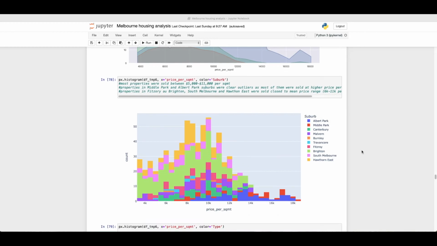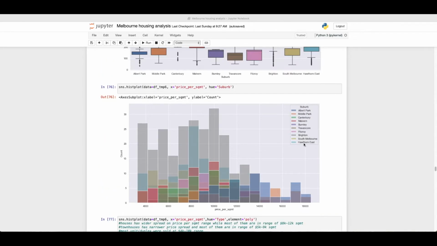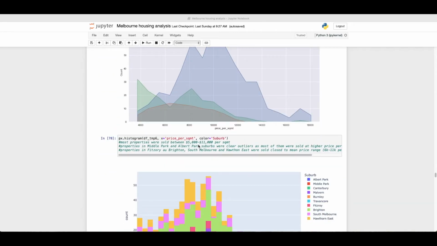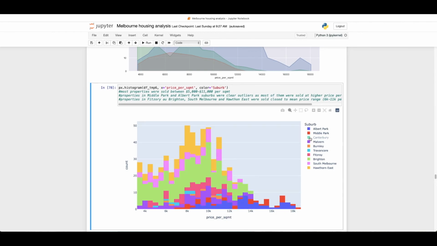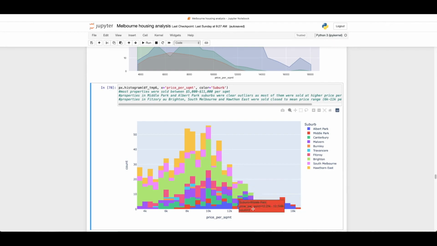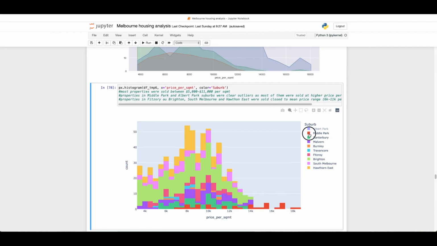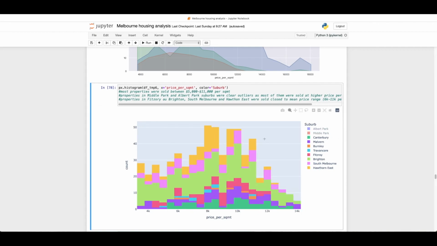And next chart. Okay, this chart is the same as this chart, but I made it with Plotly Express. And the reason I made that is you can select and deselect certain areas. For example, Albert Park and Meadow Park have a wider spread, and they are at the higher price range here. So if you deselect these two, it will give you a better idea of the rest of the suburbs.